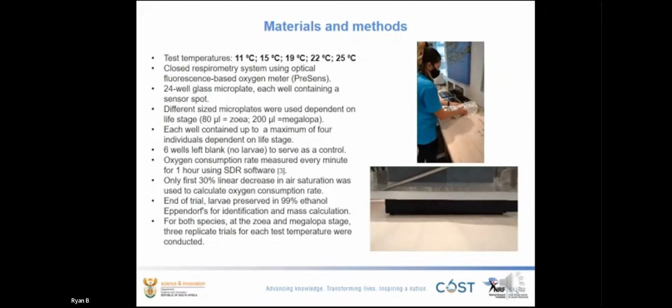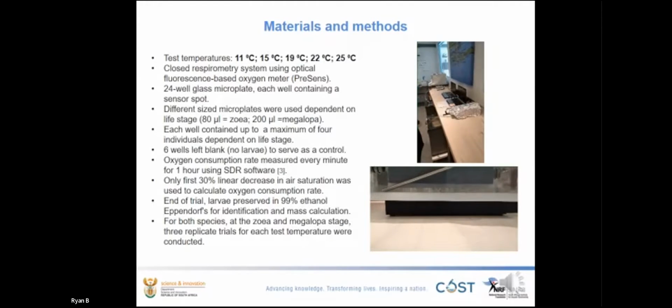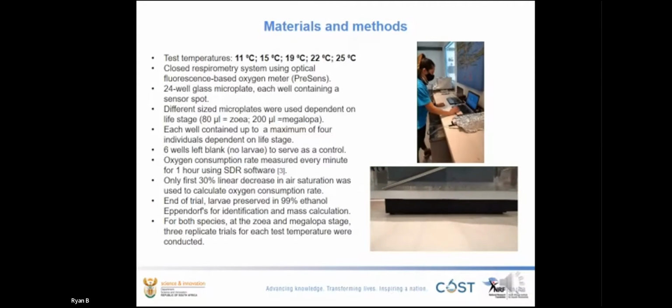Measurements of oxygen consumption were taken every minute for approximately 60 minutes. Only the first 30% in linear decrease in air saturation was used to calculate the oxygen consumption rate. At the end of each oxygen experimental trial, larvae were preserved separately in Eppendorfs containing 99% ethanol for photographs and further measurements to determine individual mass. For both species at the zoea and megalopal stage, a total of 3 replicate trials for each test temperature was conducted.